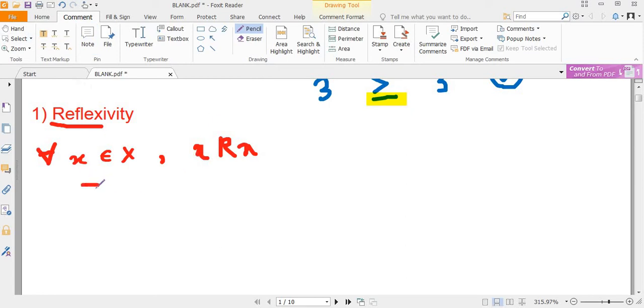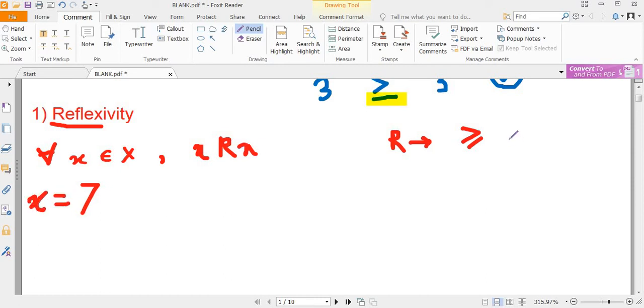Now what do I mean by that? Let me take any number. Let me take the number 7 as I mentioned. So 7 belongs to the set of real numbers. Now I say that I want to compare, and for the sake of simplicity, I take the relationship to be greater than or equal to.